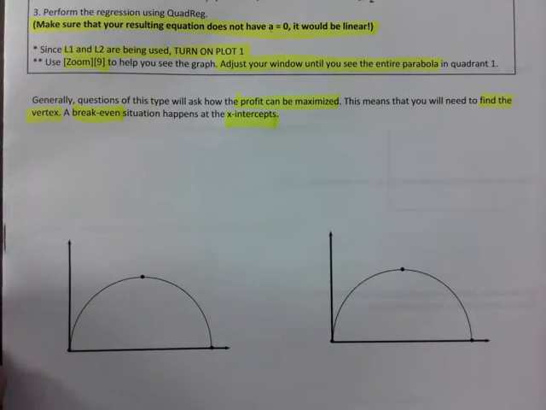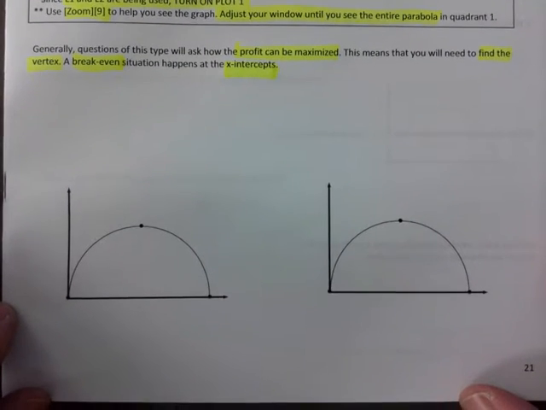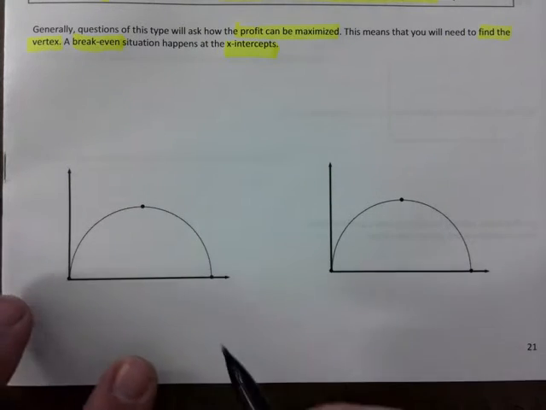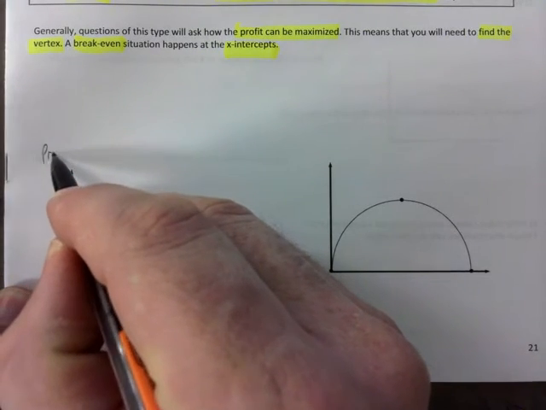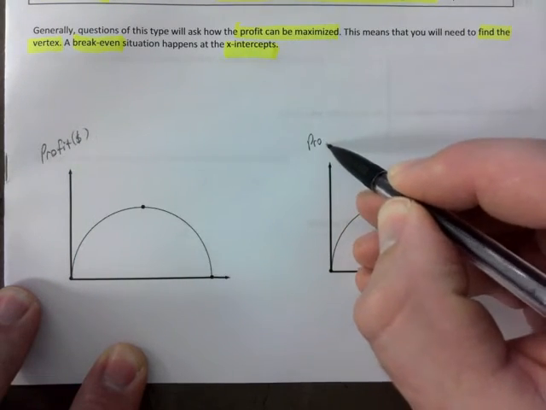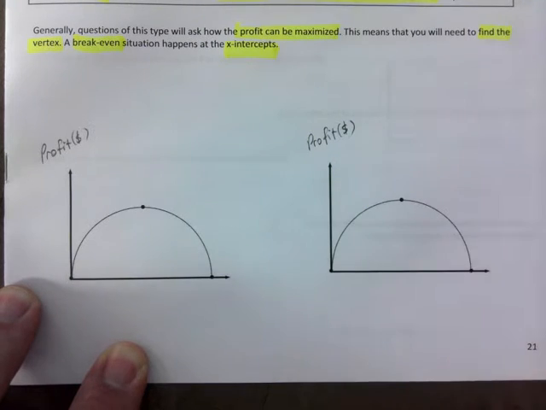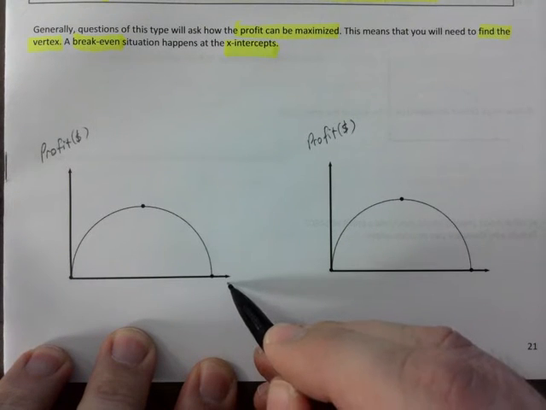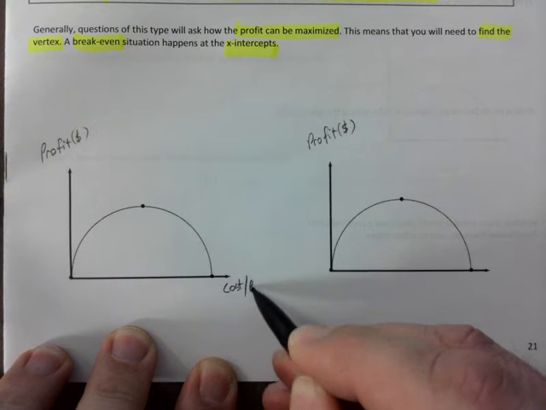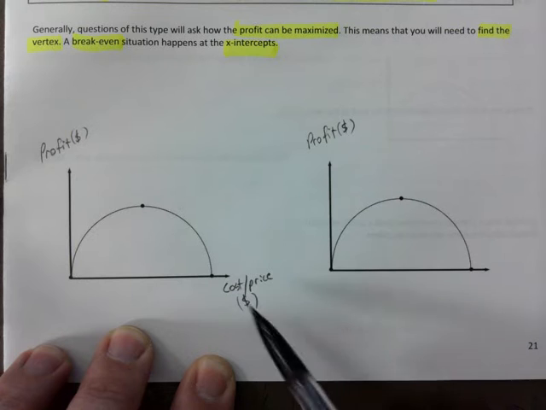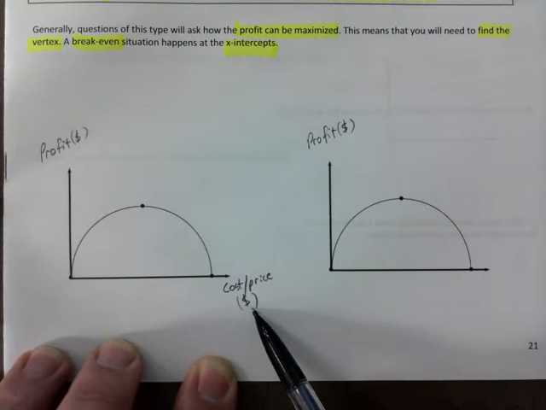So why do I have the two graphs there? I will never make you graph them both, but this is what could happen. Obviously, profit always goes on the y-axis, right? So both of them would have the profit along the y-axis, but it could be that the cost or price is along the x-axis. And remember, you want to label and put the units down.